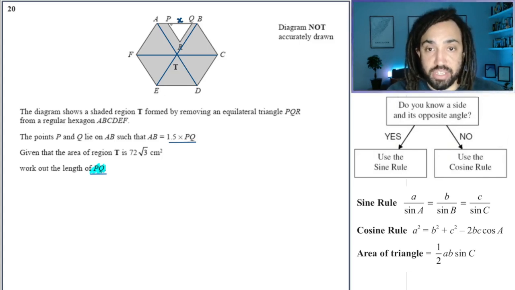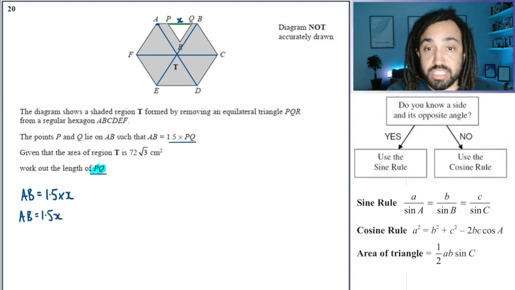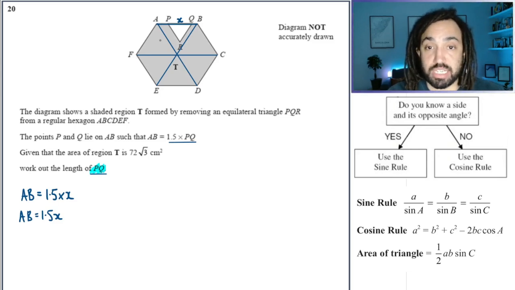So if PQ is x, like it says, then that means that AB is equal to 1.5 times PQ. So AB is equal to 1.5 times x. So these grey triangles that I've created, they're all equilateral, and they all have a side length of 1.5x. So that's 1.5x, that's 1.5x, and along the top there as well, that is 1.5x.